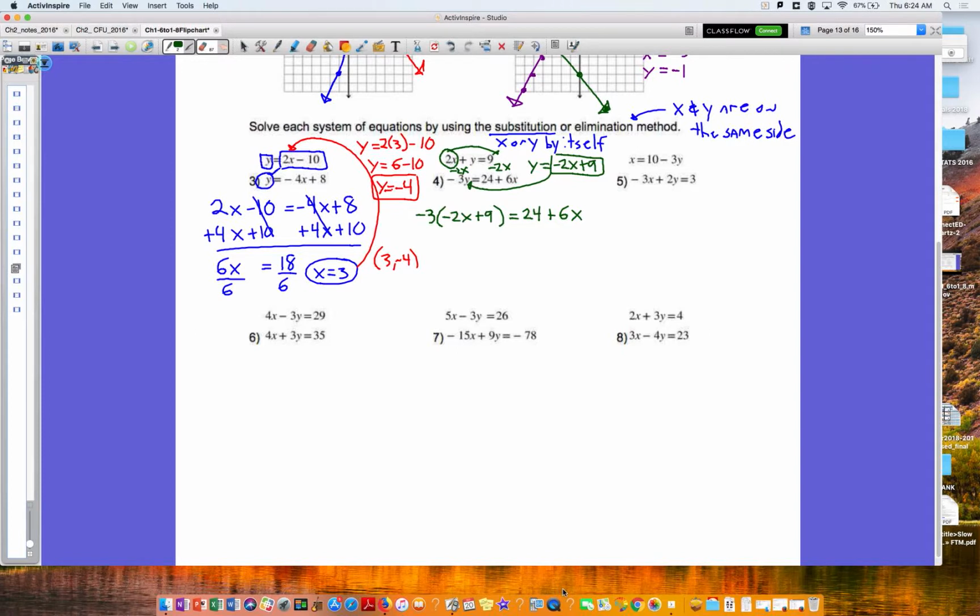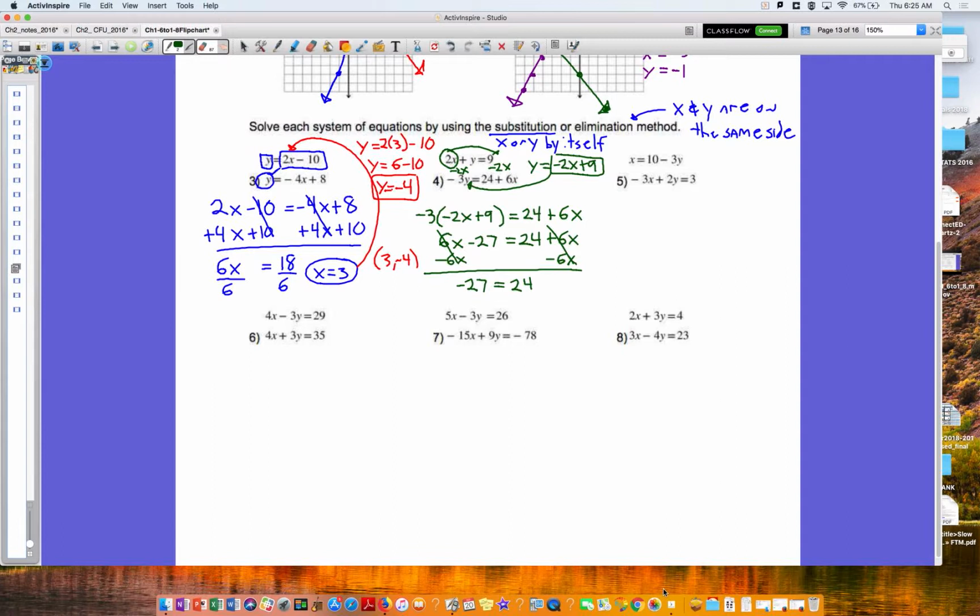So now, what I need to do is distribute and simplify. So I have 6x minus 27 equals 24 plus 6x. Just like I did before, I want to start to get variables to the other side. So if I subtract 6x, one of the things you'll notice here is, wow, the x is crossed out, and I'm left with this statement, negative 27 equals 24.